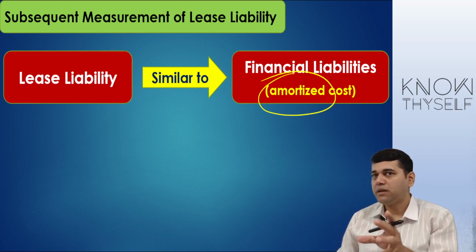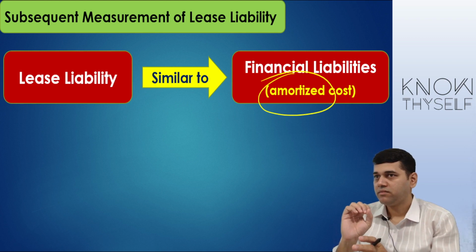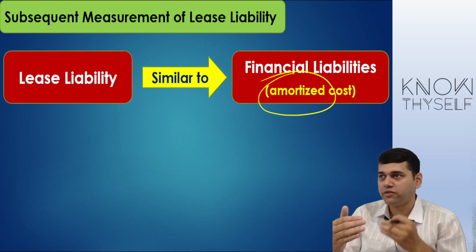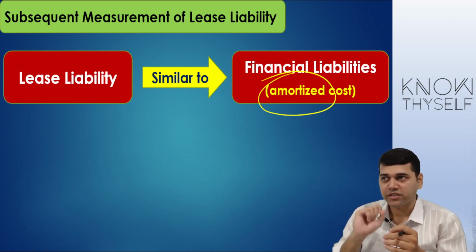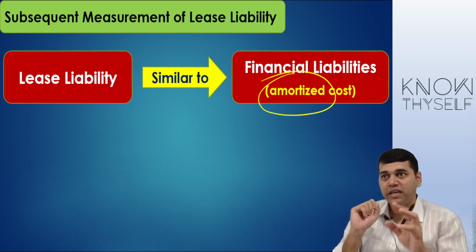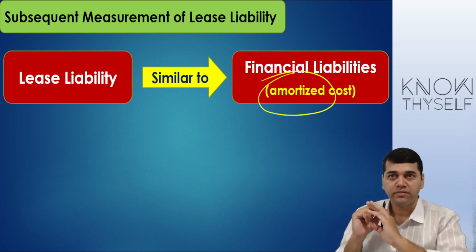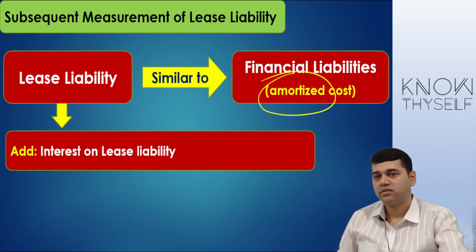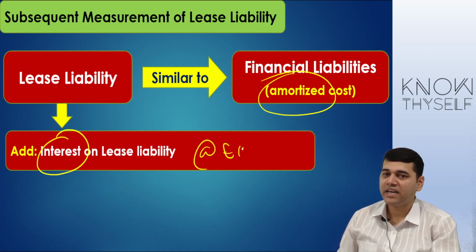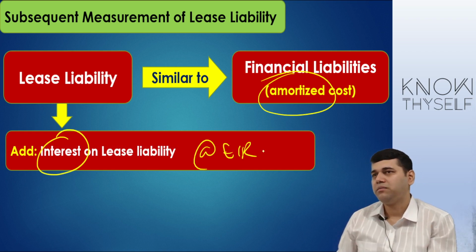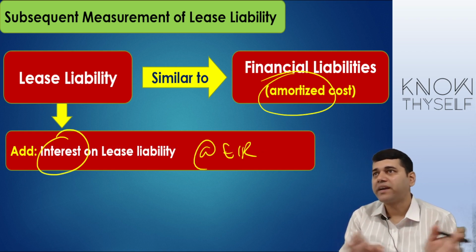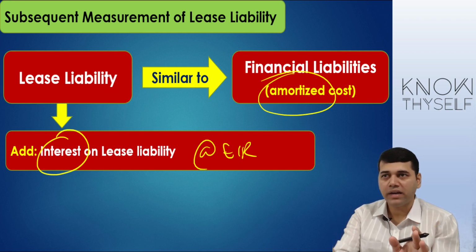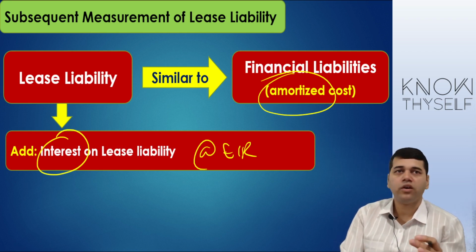So are you clear about the initial measurement? Are you clear how to do subsequent measurements? In that, depreciation component for ROU asset, impairment is there, you have to charge impairment. And for lease liability, you have to do amortization. Add interest at EIR. Okay, that concept is not there here, because here there is only one rate, off market and all are not there. You will have one rate implicit, same rate you will use for amortization.